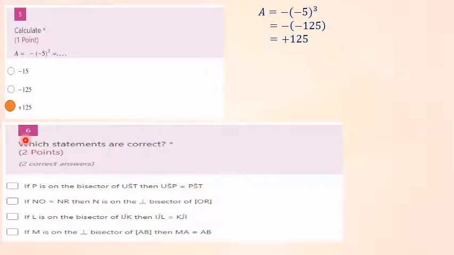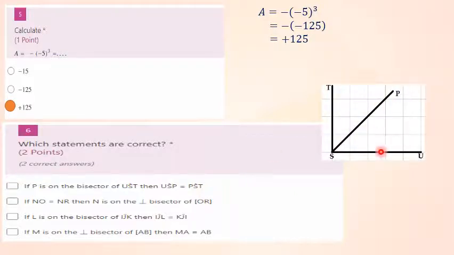Now, number 6. Which statements are correct? If P is on the bisector of UST, then USP equals PST. I have to draw a figure to see if this statement is correct or not. This is angle UST. You can draw it as much as you want. If P is a point on the bisector, can I say that USP equals PST?